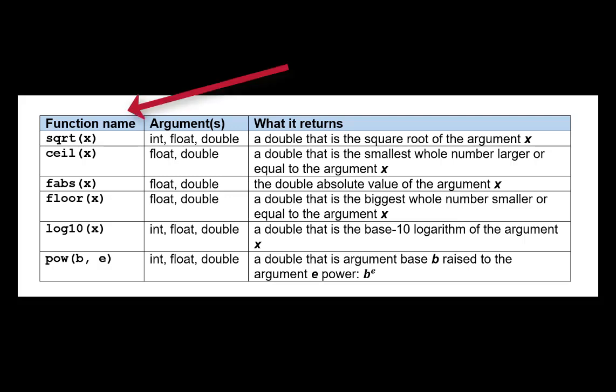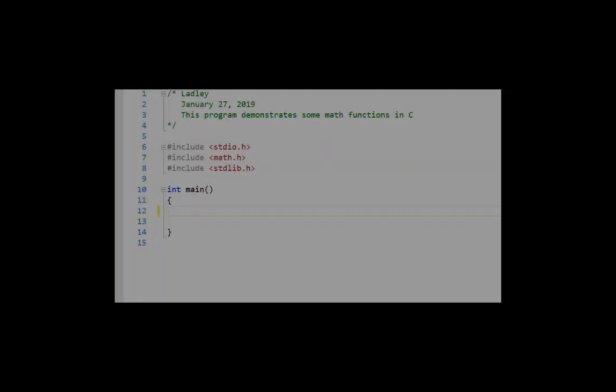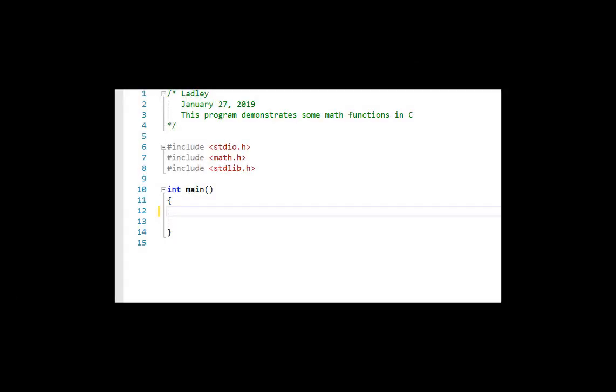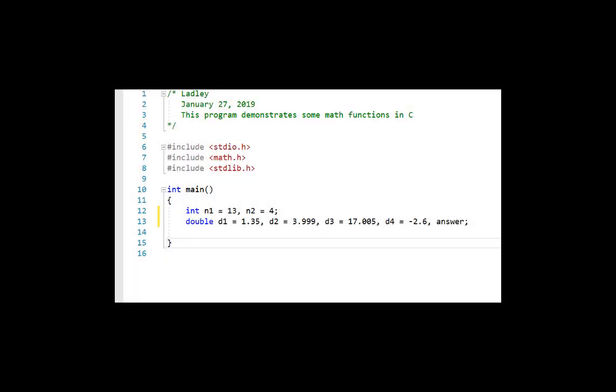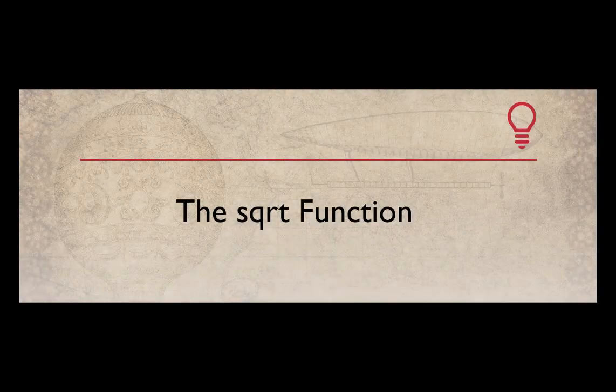Notice this table shows the name of the function, what data types we can send to the function as arguments, and what the function will send back to us. So let's set up a program and declare some variables. Notice that to use the functions discussed in this video, you must include the math.h library in your program. Since each of these functions returns a double, we'll make the answer variable a double too. Then we'll take a look at these functions one at a time.